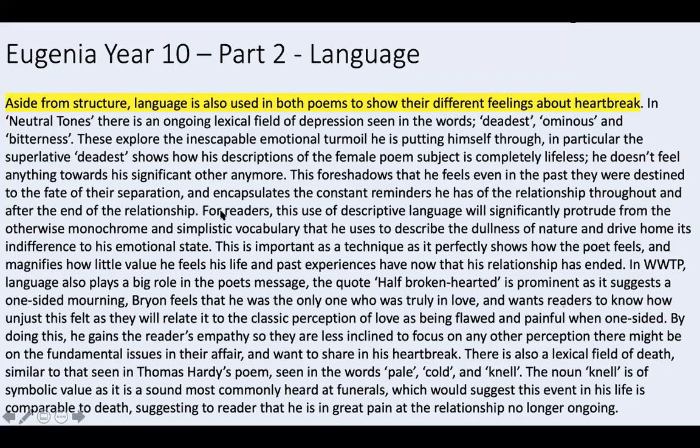So in this one, she looks at all the different language techniques: the colour language, the monochrome, I can see the simplistic vocabulary. She looks at the oxymorons, the juxtaposition, the lexical field of death, so that she can link it there. She also links it all to context. So there are two options that you can use, either looking at the sub-themes.